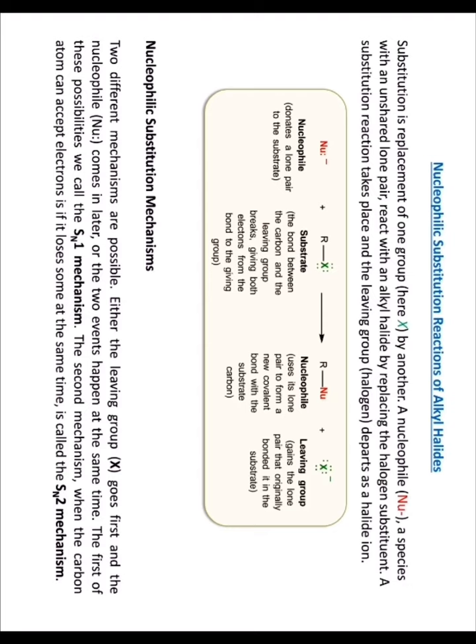There are two different mechanisms possible here. Either the leaving group, which is the X, goes first and the nucleophile comes later, or the two events happen at the same time. So either the halogen leaves first and then the nucleophile joins the R group, or the nucleophile joins the R and at the same time the leaving group leaves the R. The first possibility we call the SN1 mechanism, and the second possibility we call the SN2 mechanism. We will go into detail to understand what SN1 and SN2 mean.